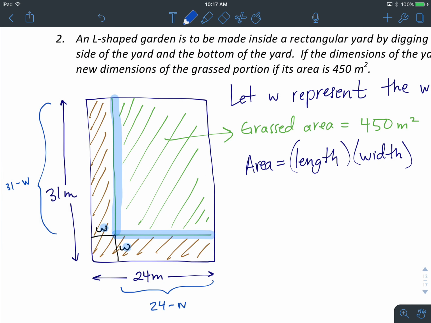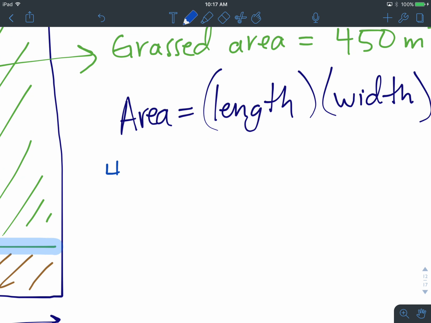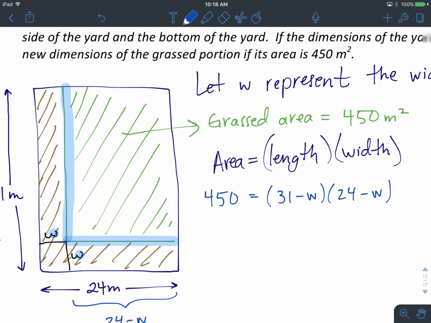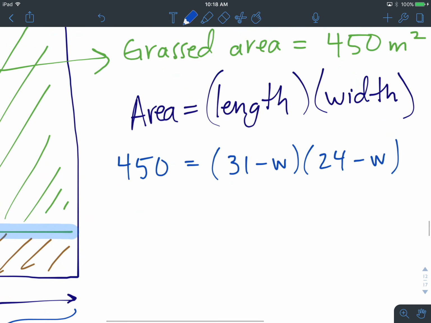Let's substitute that into our equation, as well as the 450 meters squared of the new area. So the length, we call that 31 minus W, and the width, we call that 24 minus W. Part of what makes this one a little different is that this would have been 31 minus 2W, or 24 minus 2W, if we had been adding or taking away area from the outside of all four sides. This is only 2 sides, so we end up with only one W each. No big deal. So now we're going to expand out and gather our like terms.